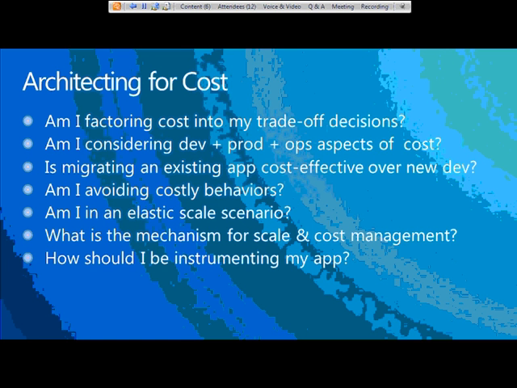You also want to ask yourself, am I in an elastic scale scenario? You might have an app out there that you're going to put in the cloud, and it's got a stable population of users, and it's not going to change. That's fine. Cloud is still probably a good idea for you. But if you're in an elastic scale scenario where load fluctuates, first of all, that's what makes the cloud really pay off strongly. But if you're in that situation, what do you need to do to support it?